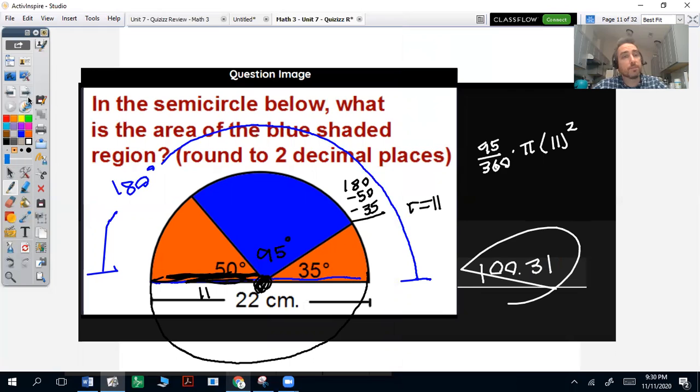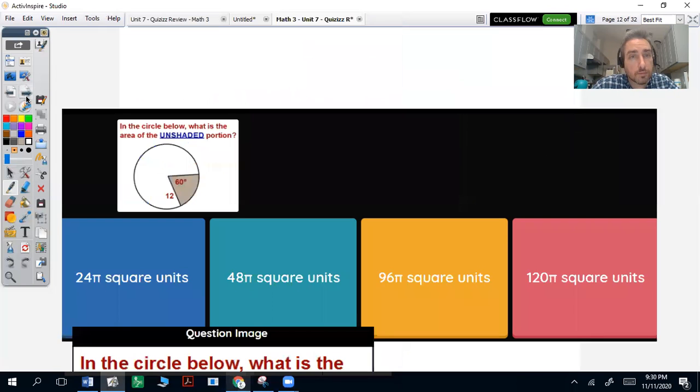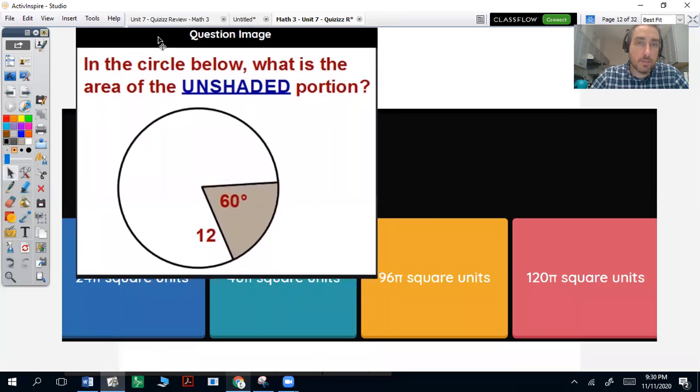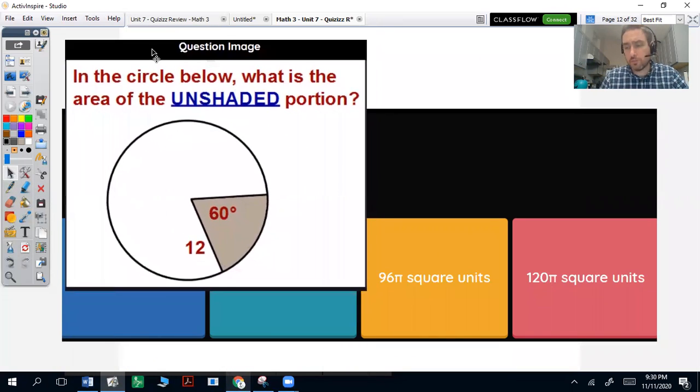All right, next question. In this circle below, what is the area of the unshaded portion? So the last question also asked for a shaded portion. The question before was an unshaded portion. This case, though, it's a little bit different. If you look at the image, click on it, make it a little bit bigger. The unshaded portion does not have a degree tied to it, okay? So what we're looking for on this problem is the angle over here.